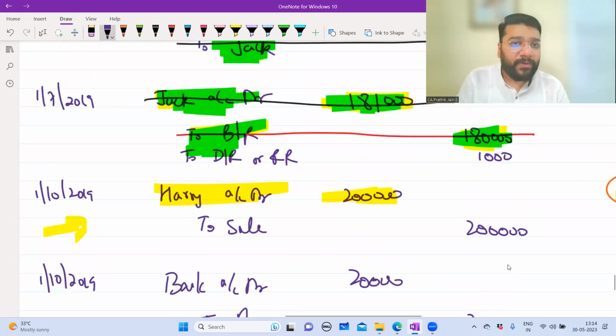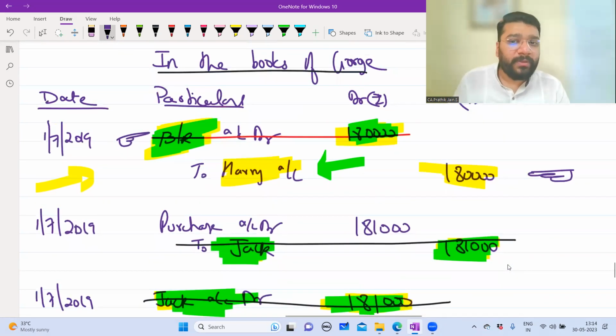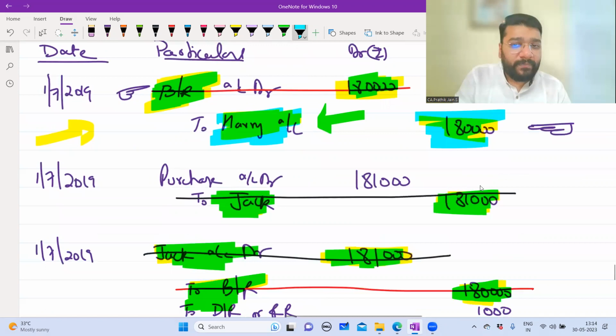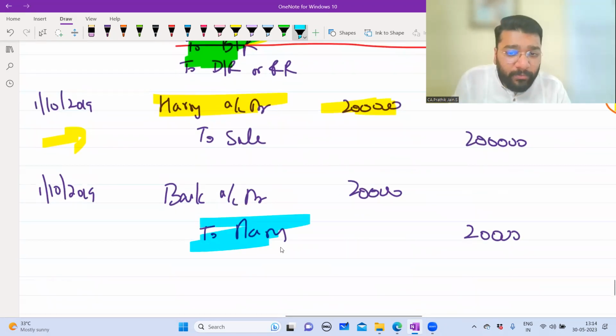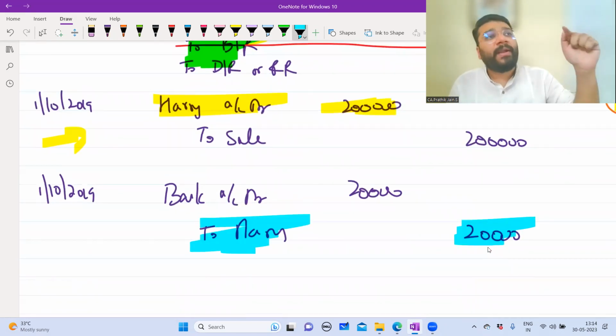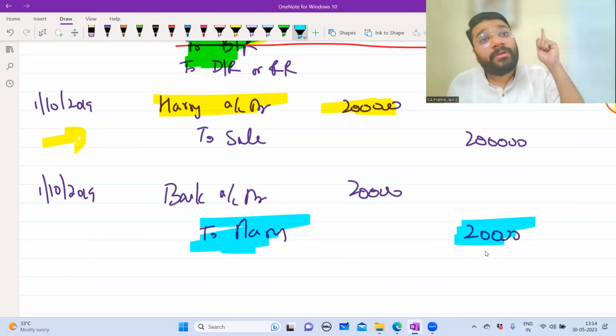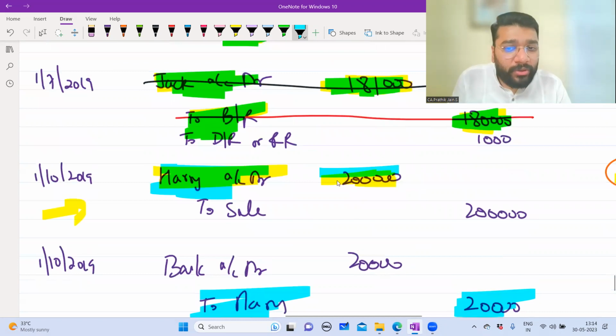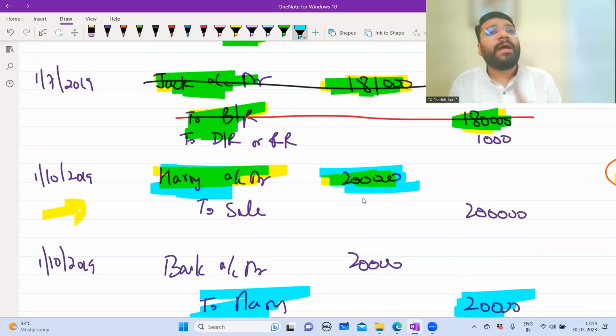Now listen to me very carefully. I need to close Harry's account. Harry is credited how much? 180. Harry is credited here how much? 20. Credit 180, credit 20 will become credit 2 lakh. And Harry's account is already debited 2 lakh. So 2 lakh debit, 2 lakh credit, 2 lakh plus 2 lakh minus means Harry's account is knocked off. Harry's account becomes 0.